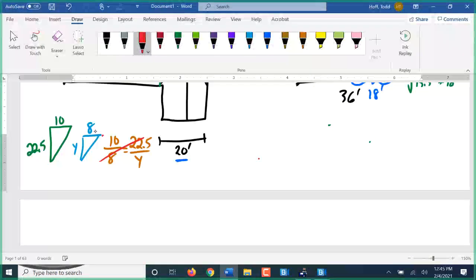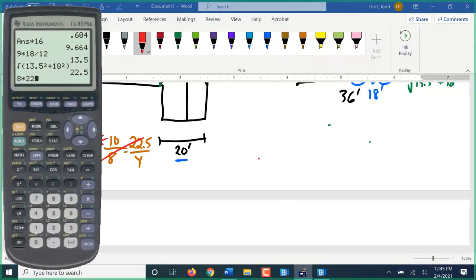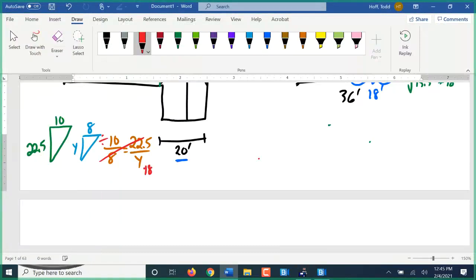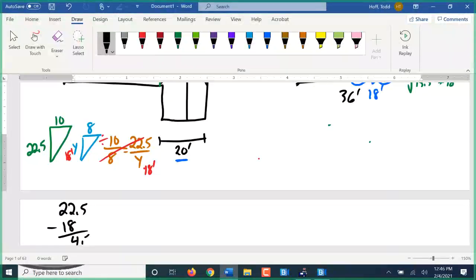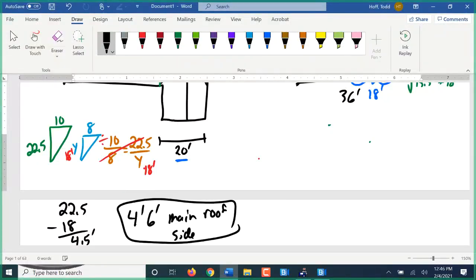Cross multiply and divide. 8 times 22.5 divided by 10 is 18 feet. So that means this is 18 feet here, so our decrease is 22.5 minus 18, which is just 4.5 feet, or 4 feet 6 inches on the main roof side. So there's one of our decreases already.